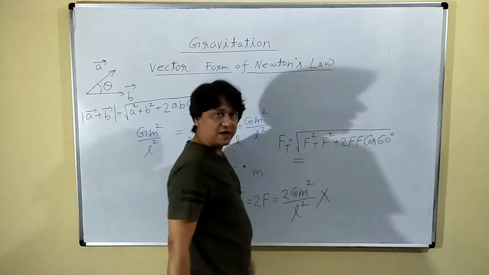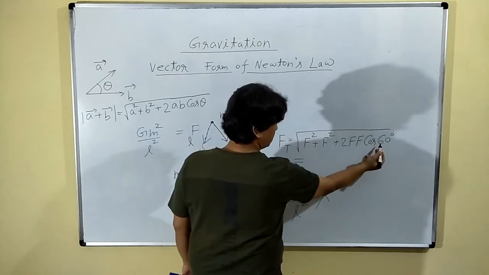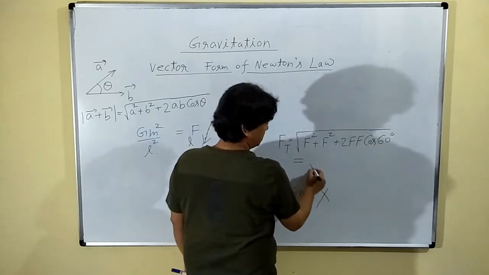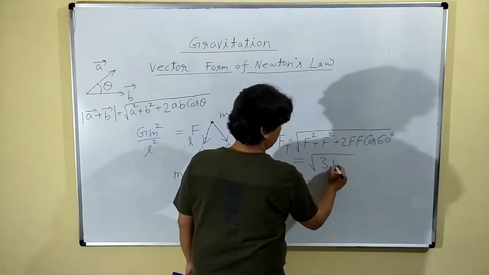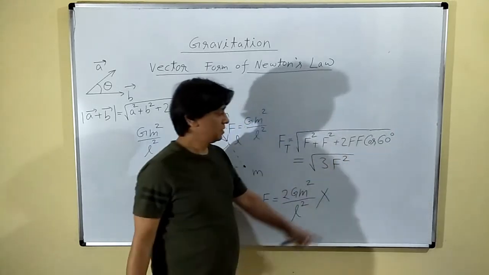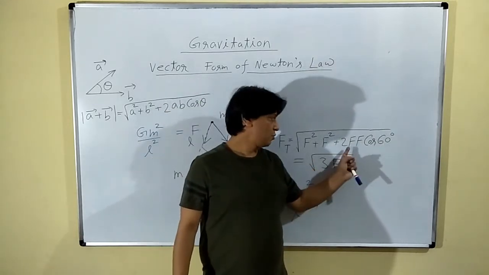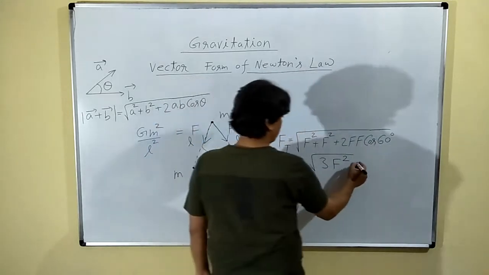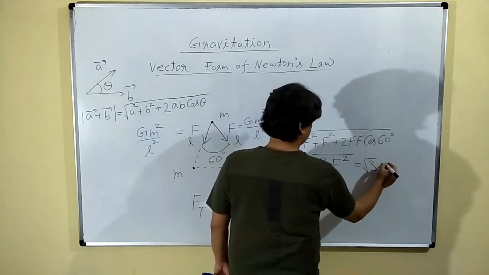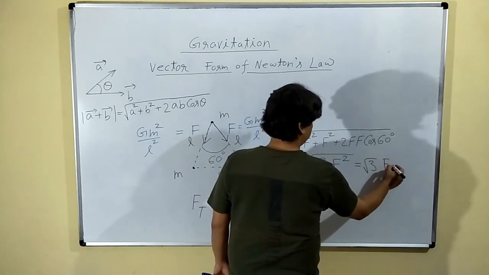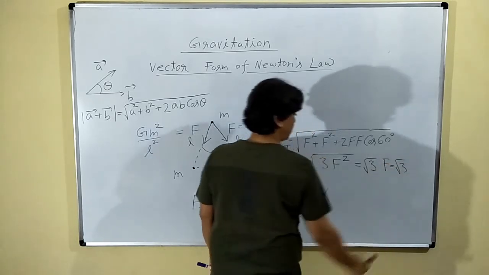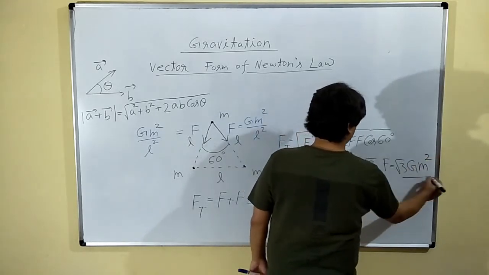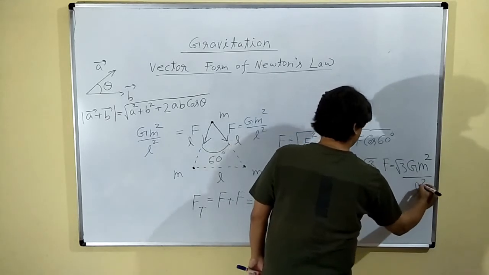What is cos 60? 1 by 2. 1 by 2, that makes it what? Half and 2 cancelled. This whole thing is 3f square. Cos 60 is 1 by 2, 2 and 2 gone, f square, that's coming root 3f square. And therefore, answer is root 3f, or root 3 times, what's the value of f? gm square upon L square.